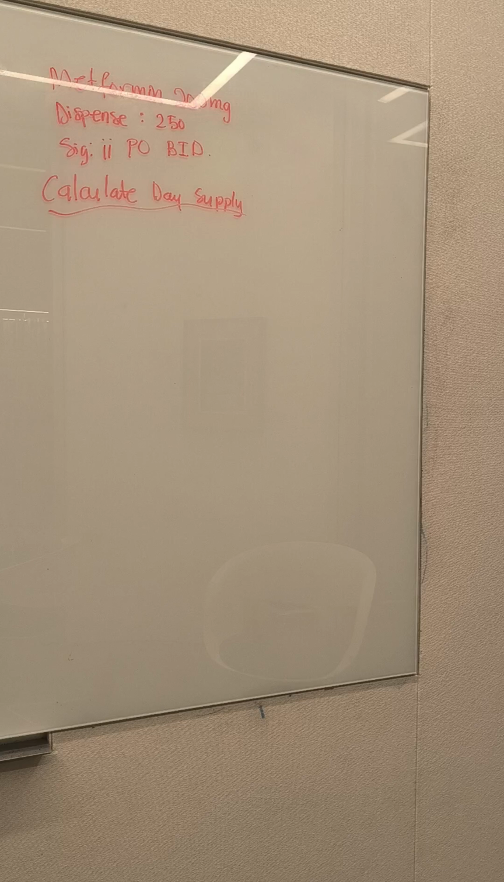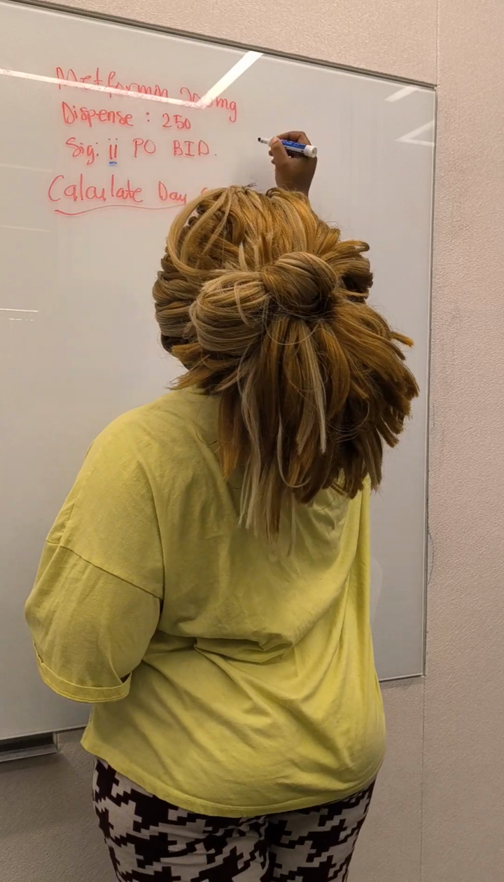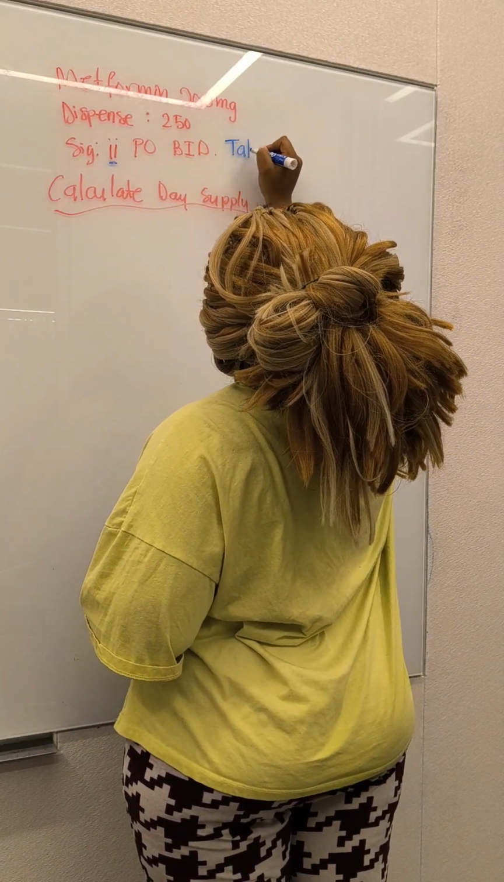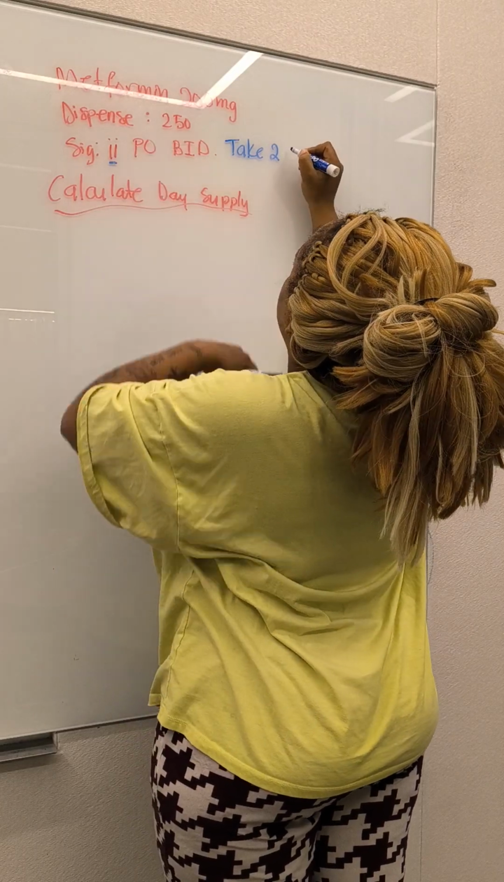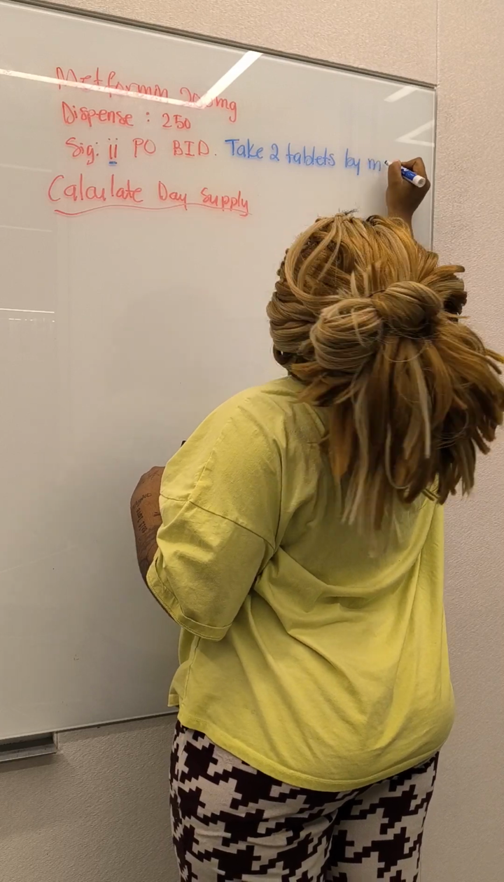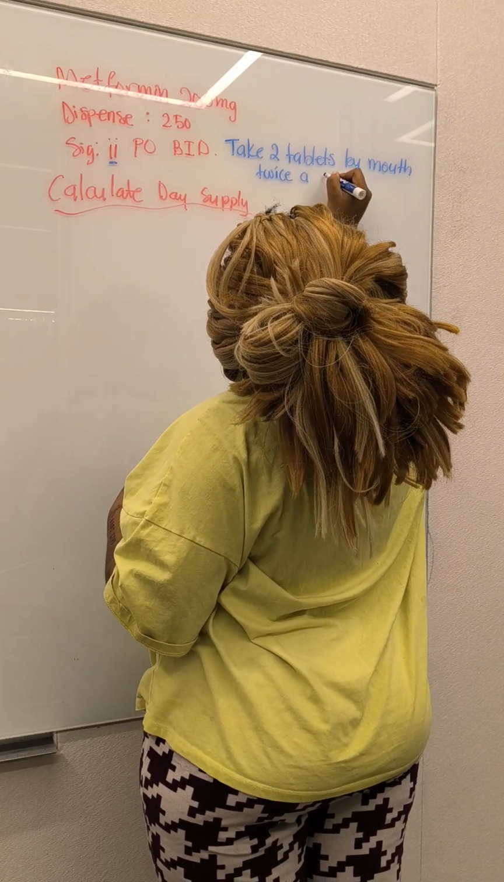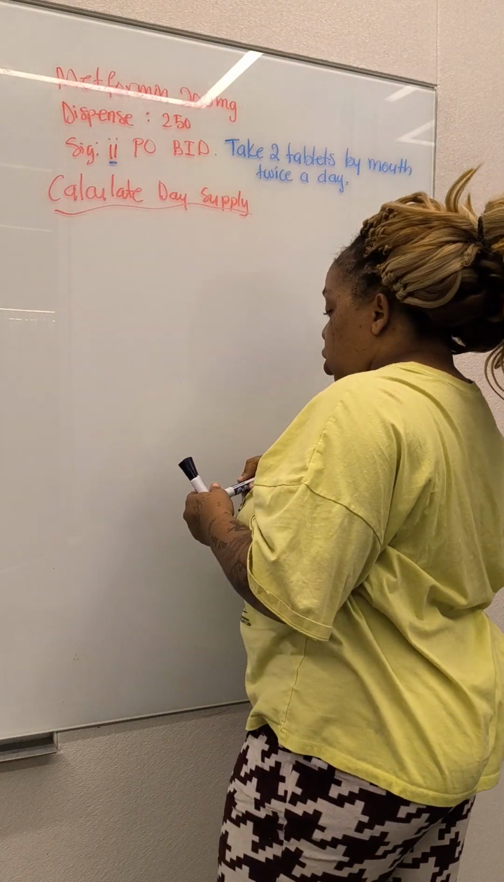Okay. So metformin, this is the order that the doctor gave you. The doctor said, I want you to dispense metformin 250 milligrams. Dispense 250 tablets. And the SIG is 2 PO BID. Now I'm going to write that out for you in case you don't know what that means. This means take two. Take two what? Tablets. PO means by mouth. BID means twice a day.